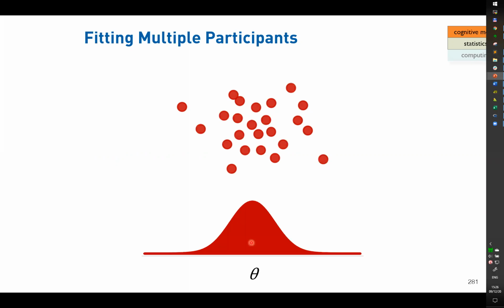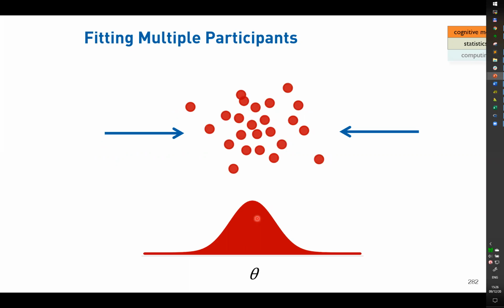So the solution is to superimpose the group level distribution on top of it. Say here, this is the assumed group level distribution where all of the samples, they are drawn from it, okay? And then if we do this way, both the group level parameter and the individual level parameter can be considered simultaneously in the model fitting.